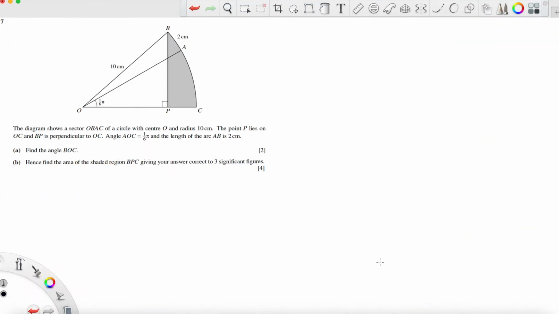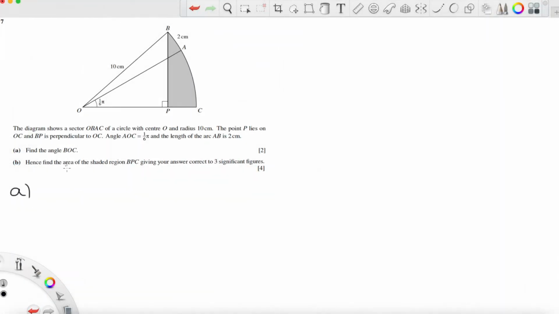Question number 7. The diagram shows a sector OBAC of a circle with center O and radius 10 centimeters. The point P lies on OC and BP is perpendicular to OC. Angle AOC is pi over 6 and the length of the arc AB is 2 centimeters. Part A, find the angle BOC, and part B, hence find the area of the shaded region BPC, giving your answer correct to 3 significant figures.